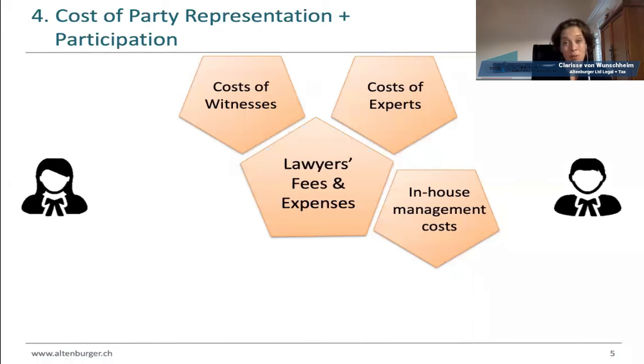Another item becoming more and more important and more popular to be claimed in arbitrations are the costs of the in-house management. Indeed, imagine you are a company involved in a dispute, a big dispute, an important dispute for your business, and you want to monitor it closely. And it's about a project that lasted for several years, maybe it's already some years ago, and you have to dig out a lot of information.